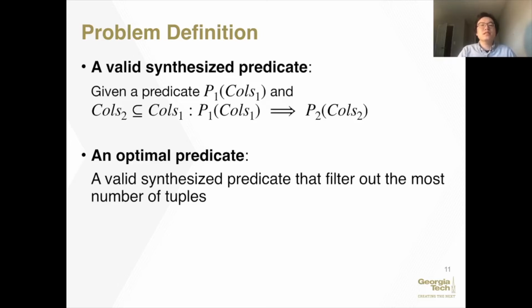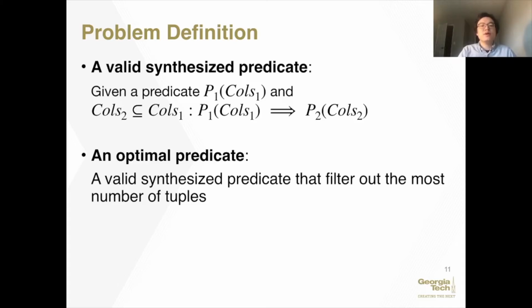We want to synthesize a predicate P2 that only uses columns from the subset and is also weaker than the original predicate. What do we mean by weaker? Basically, any tuple that is accepted by the original predicate should also be accepted by the newly synthesized predicate P2. In this case, we call P2 a valid synthesized predicate.